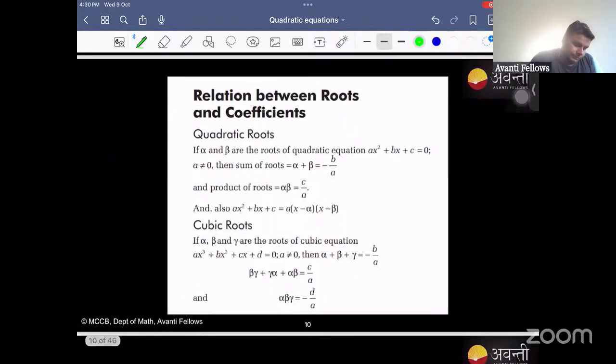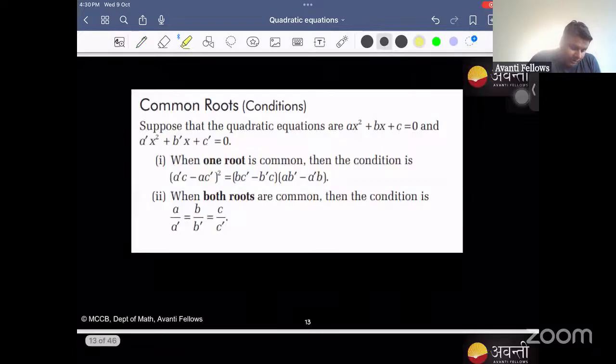Now, these same things they have mentioned here. If alpha and beta are the roots of the quadratic equation ax square plus bx plus c equal to 0, then the sum of roots will be minus b by a and the product of roots will be c by a. Also, this ax square plus bx plus c equal to 0 is equivalent to a times x minus alpha into x minus beta. Now about the cubic we will talk about later on.